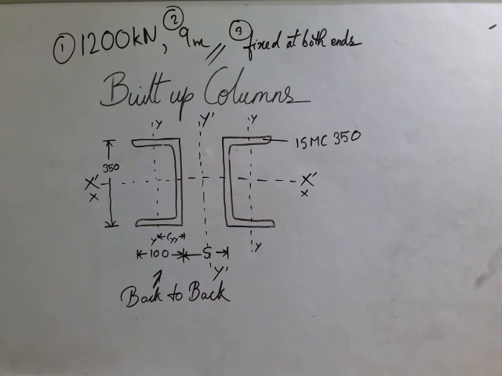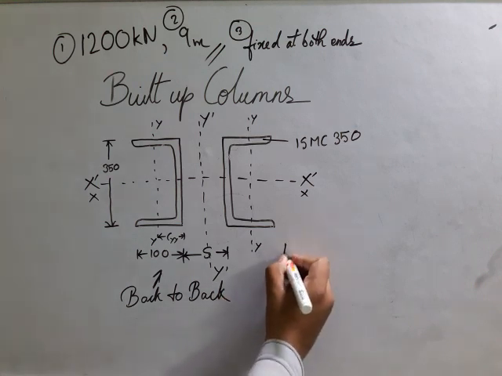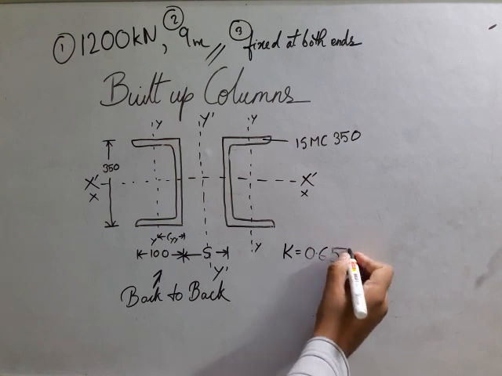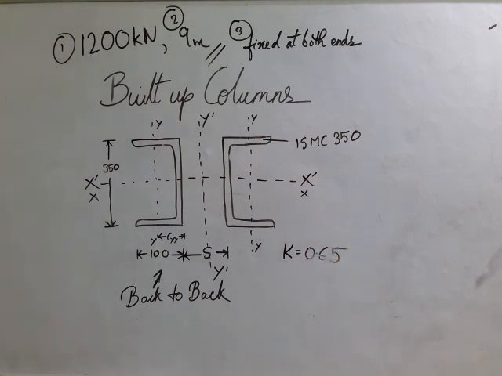So let us start. When we are being told that the column is fixed at both ends, then we have to take into account the coefficient which is there for the boundary condition when the column is fixed at both ends. So what will be the value of the coefficient? The coefficient k is equal to 0.65.